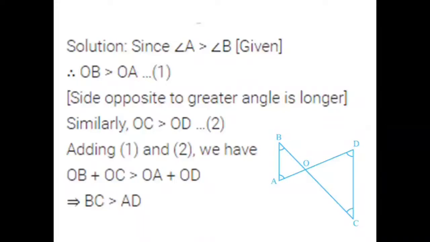Now, if I add the first and the second inequality, what would I get? The LHS get added together and the RHS get added together. So OB plus OC is greater than OA plus OD, isn't it? Now, from the figure, what is OB plus OC? It is BC, which is greater than what is OA plus OD? It is AD. So, what did we conclude? That BC is greater than AD. I hope the solution was pretty easy to understand. Now, let's get to question number 4.